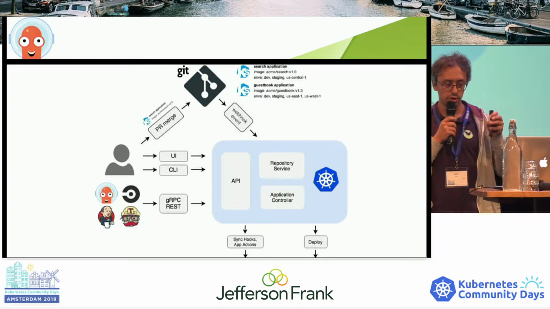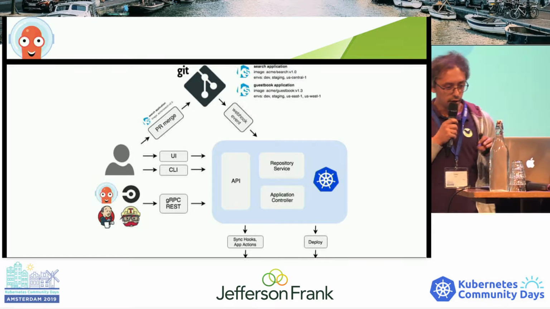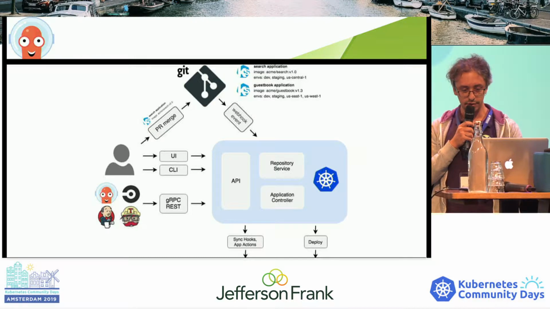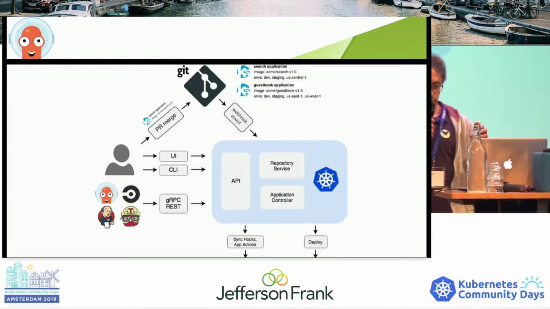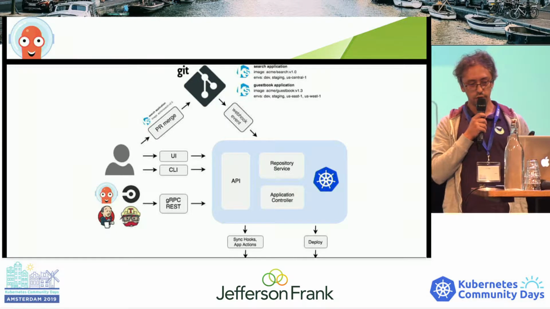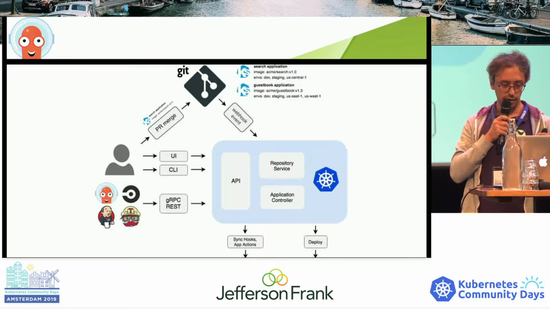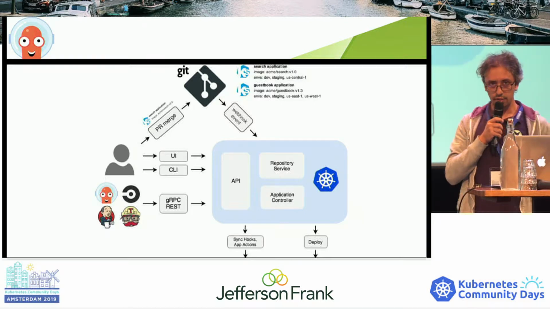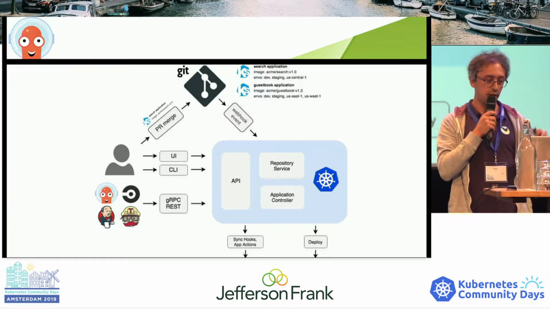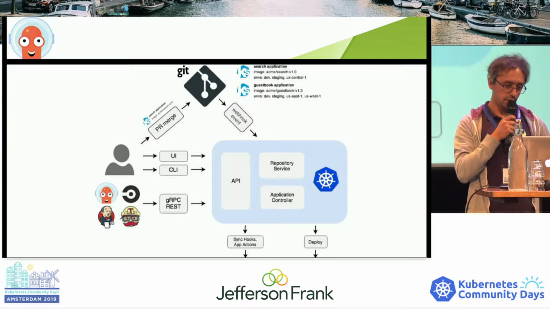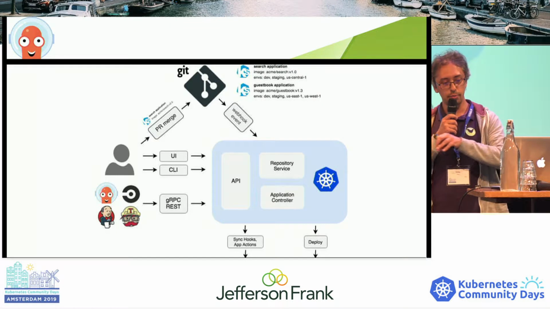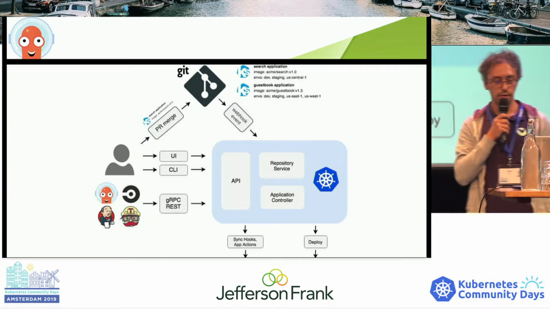A little bit about its architecture. This blue rectangle is what gets installed into the cluster. So you have the API, which the UI or the CLI calls, or you can build your own client. Then there's the repository service, which takes those manifests from the repo. And from there, it will create the real objects that get applied to Kubernetes.